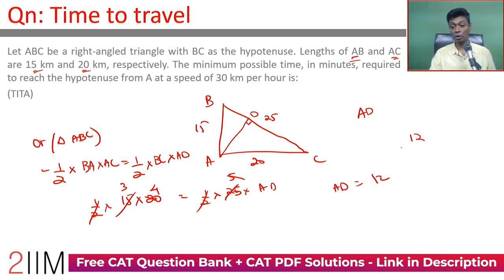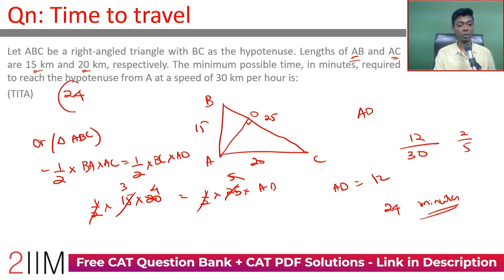You're traveling 12 kilometers at 30 kilometers per hour. This is 2 by 5 of an hour, or 2 by 5 into 60, 24 minutes. You want the time in number of minutes, that is 24. Fine. Pythagoras theorem, finding the altitude and then doing distance by speed equal to time.